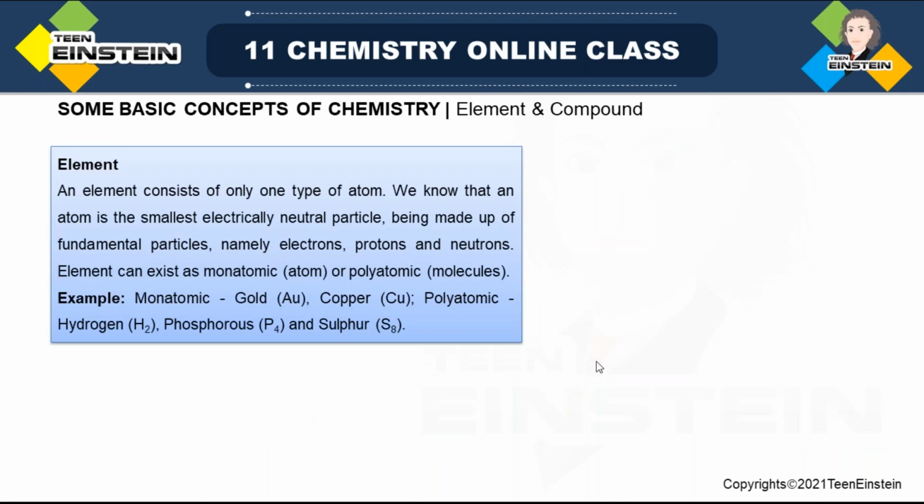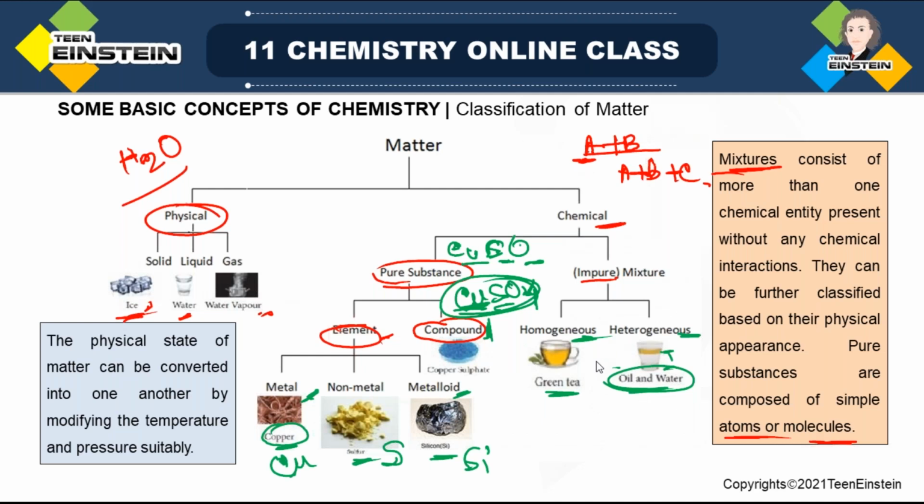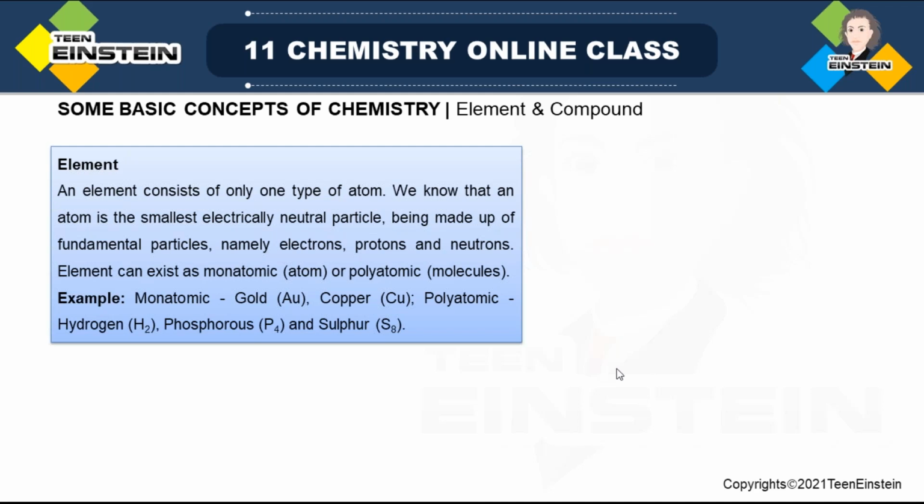As we have seen, element and compound come under the pure substance category. Now we will go into the details. An element consists of only one type of atom, only a single element. Now we know that an atom is the smallest electrically neutral particle. Electrically neutral, so there is no positive charge, no negative charge. But an atom consists of fundamental particles: electron, proton and neutron.